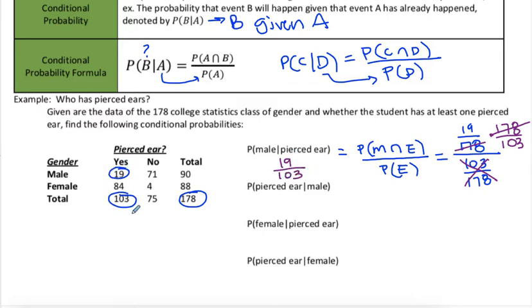These two numbers are what we're using here. No longer are we using the overall total. We're using the total of the given, pierced ear. Notice that I'm using the 103 as my denominator. So this is the formal way to write it out. If we have a two-way table, we're changing the denominator.